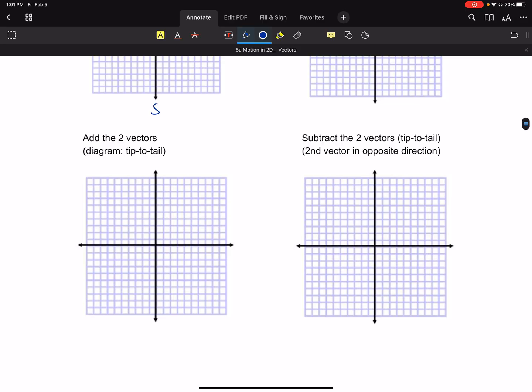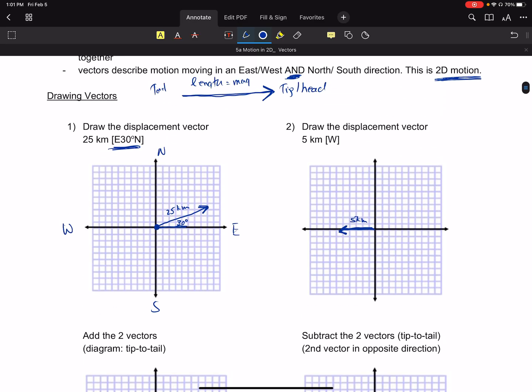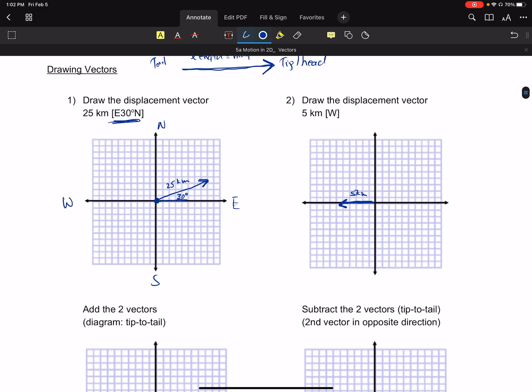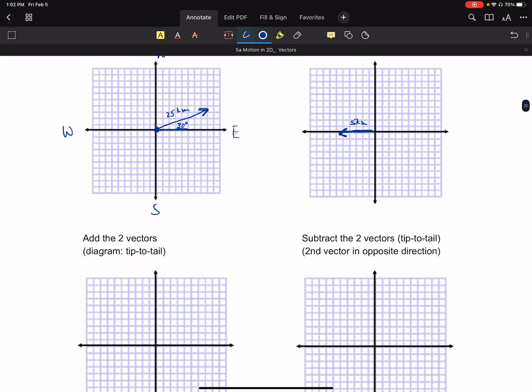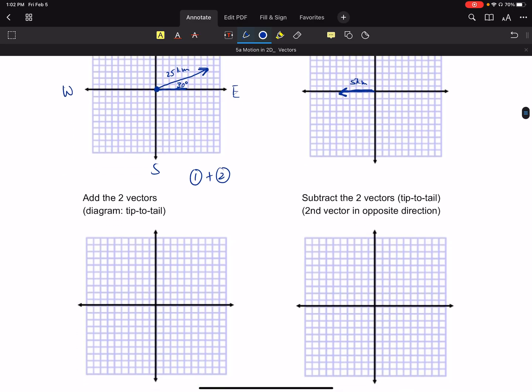Now, when we add vectors, okay, so if we're going to add 2 vectors, we add them tip to tail. Remember up above here, I explained the vector. The length of the arrow tells you the magnitude of it. So the longer the arrow, the bigger the magnitude. You have the tail end and you have the tip end. So what we do is we add them tip to tail. So if I was going to add these 2 vectors together, I'm going to do number 1 plus number 2, the first vector plus the second vector.